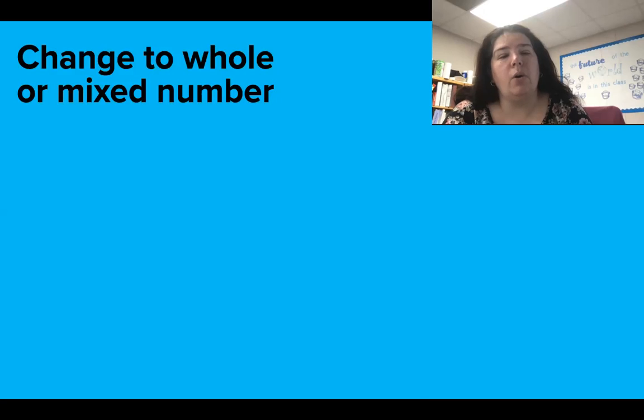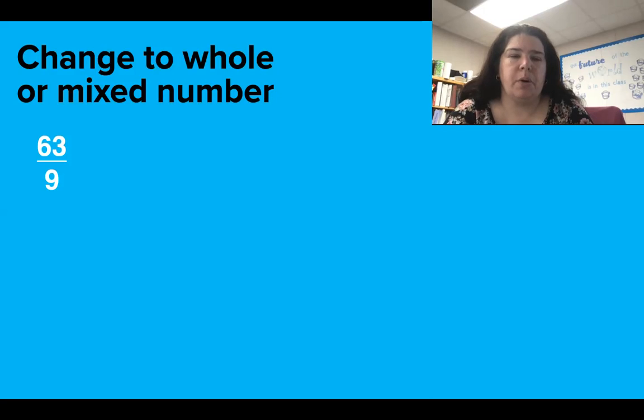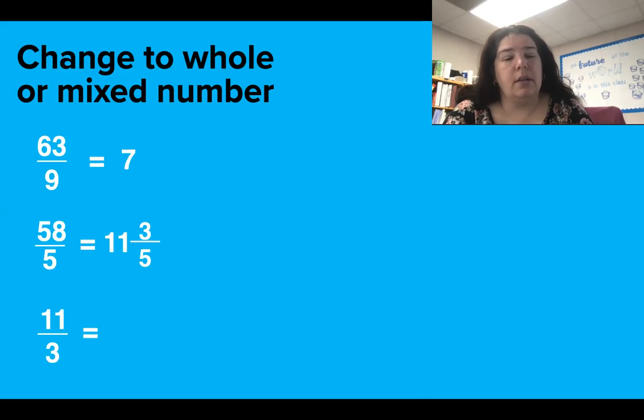All right, let's change to a whole or mixed number. So this is an improper fraction. Say improper fraction. The top is larger than the bottom. So we're going to divide 63 divided by 9. Awesome. 7. 58 divided by 5. 5 goes into 58 how many times? 11. And how many are left over? 3. And what's my denominator? 5. Excellent. 11 and 3/5. Very good.